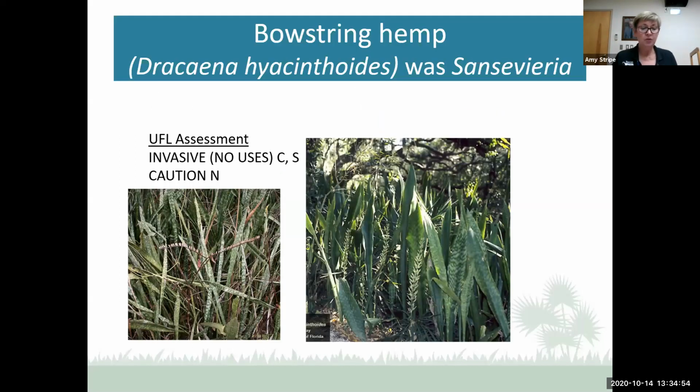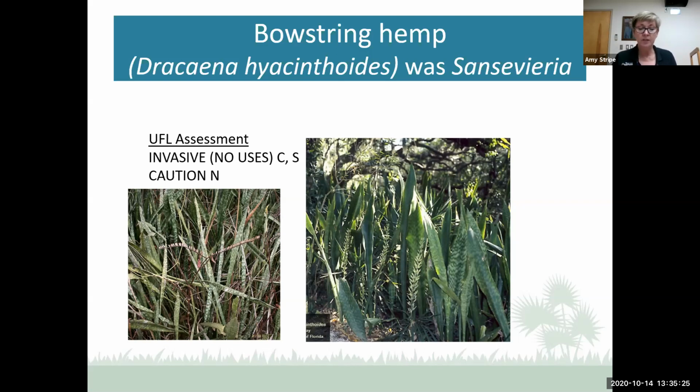Okay, here is bowstring hemp. This is Dracaena hyacinthioides. It used to be Sansevieria. That used to be the genus. All Sansevierias have now been reclassified as Dracaenas. And this is one particular bad species. Every time I look at this in a pot in somebody's office, I cringe. This was introduced in the 1800s as an ornamental as well as a fiber crop. It's a very common house plant.